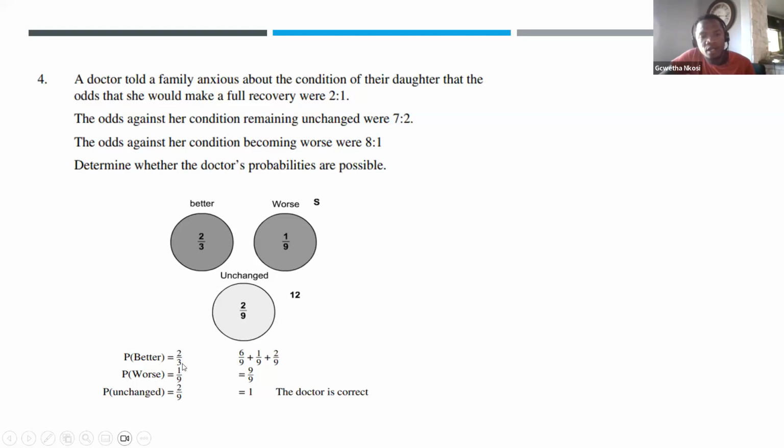So this one, we are changing it. We are going to look at the lowest common denominator. It should be the same. So we multiply by 3, we are going to get 9. So it's 6/9 plus 1/9 plus 2/9. Add all of these, 6 plus 1 plus 3, that's 9. So the doctor is correct. Okay, that was quick.